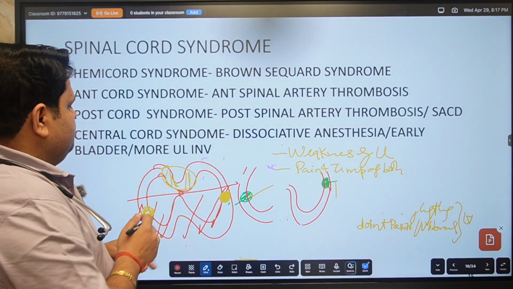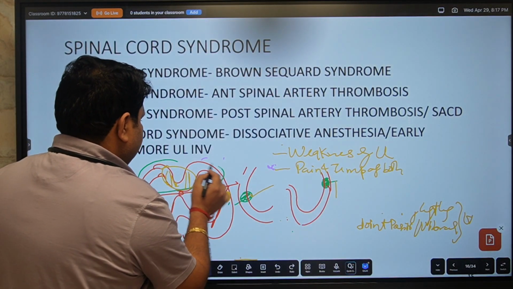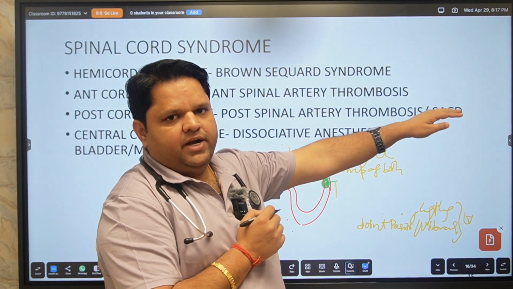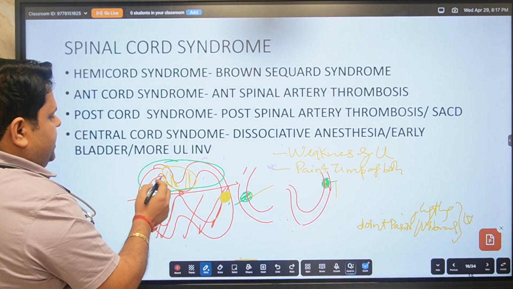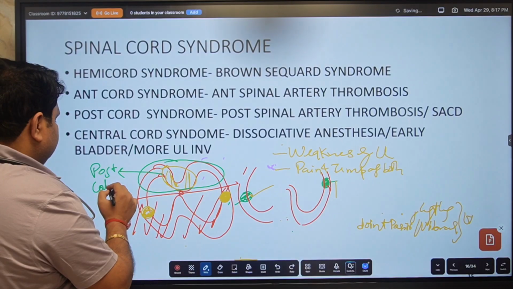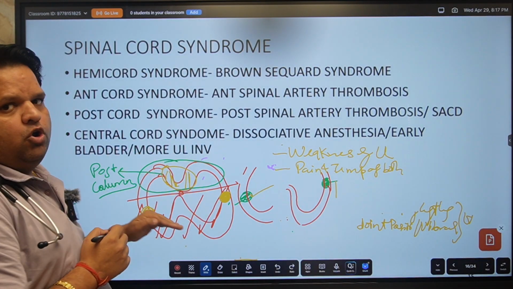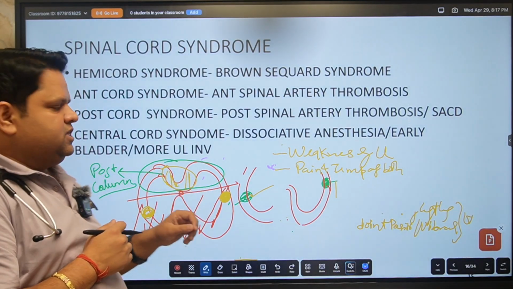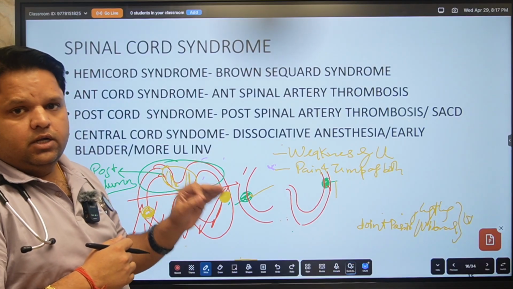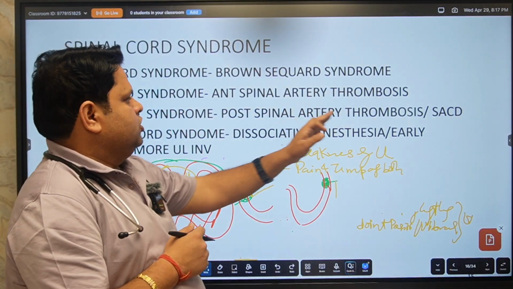In posterior cord syndrome, which may be due to posterior spinal artery thrombosis or may be seen in subacute combined degeneration due to vitamin B12 deficiency, it mainly involves the posterior column. So there is loss of joint position and vibration sense in the lower limb, but sparing of motor weakness and of pain and temperature in the lower limb. This is the example of posterior cord syndrome.